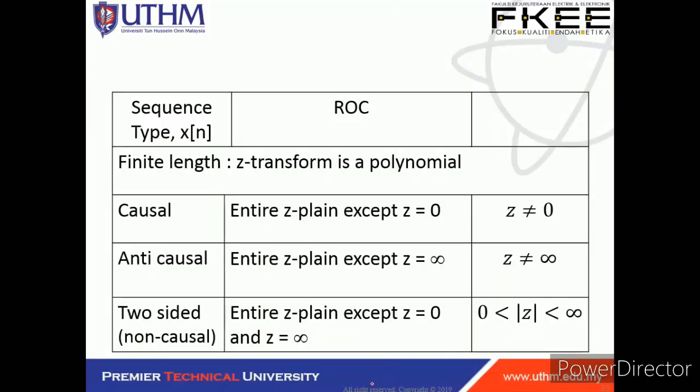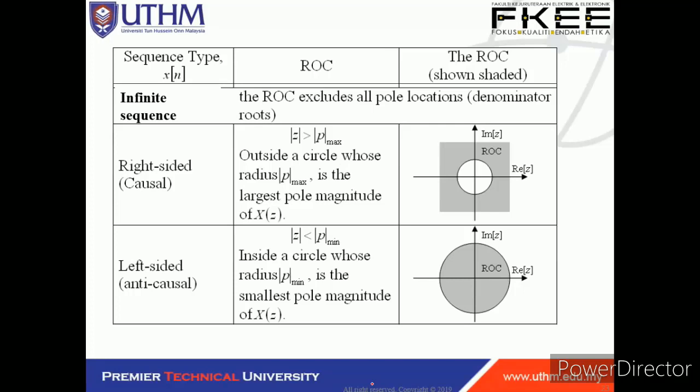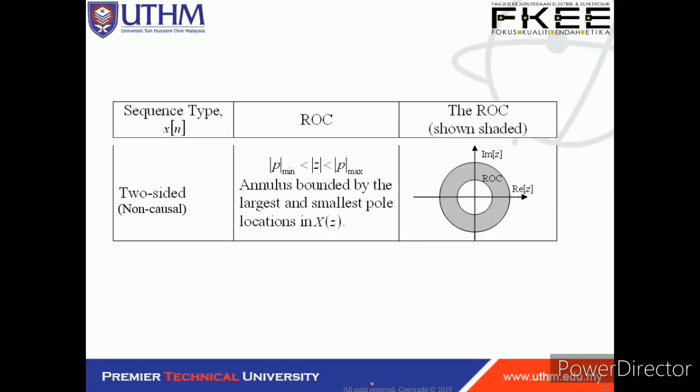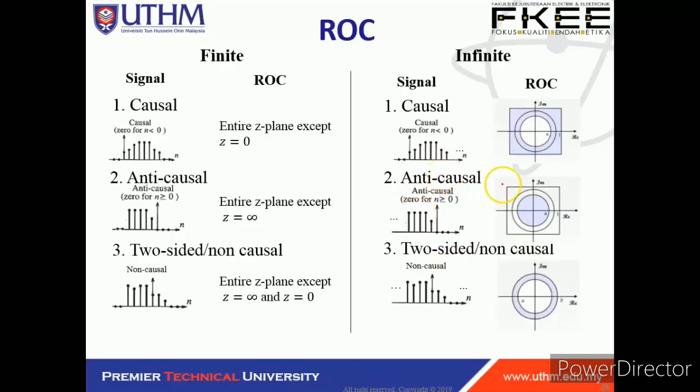For this slide, this is the summary of ROC. The first one is for the finite signal, and this is the ROC for the infinite signal. And lastly, I summarize the ROC. As the conclusion, for the ROC, we have two types of signal, the finite and infinite. The finite means we have values with bounded n, and the infinite means we have values that have no ending.